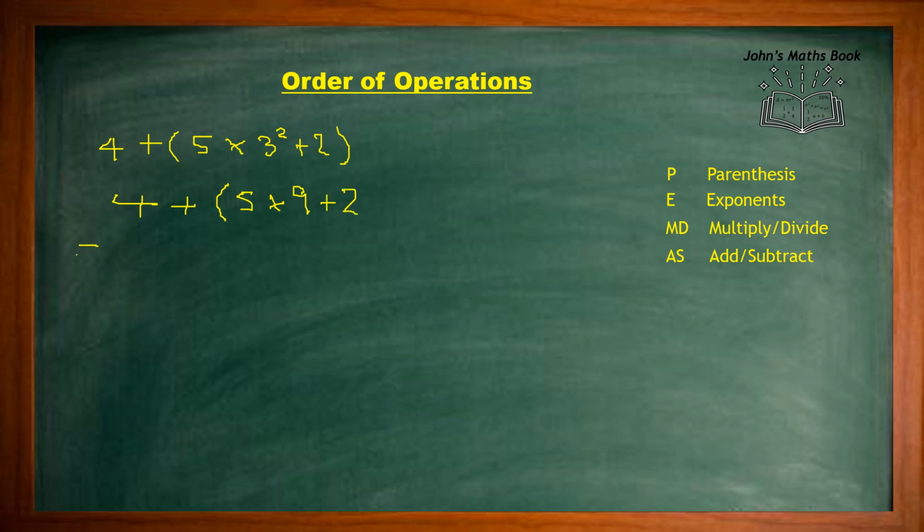And then we have 4 plus, and in the brackets, let's close that bracket, we have 5 times 9, because we've got to do the multiplies first, 45 plus 2. So that equals 4 plus 47, which is equal to 51.